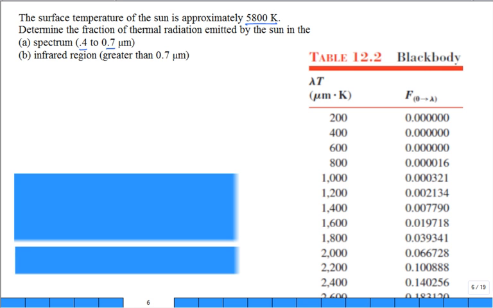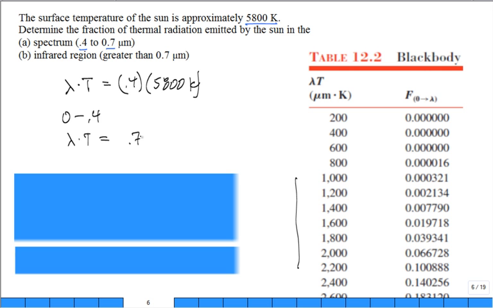Well, we would compute λ times T when you put in 0.4 microns times 5800 Kelvin. And we'd find that, look it up somewhere in the table, read off that fraction, and that would give us the fraction from 0 up to 0.4 microns. Then we would go λ times T where you're doing the other end, 0.7 times 5800 Kelvin. Whatever that number is in micron Kelvin, look down, get that other fraction, take the difference of the two, and that's what lies in the visible spectrum. So here's the calculation.